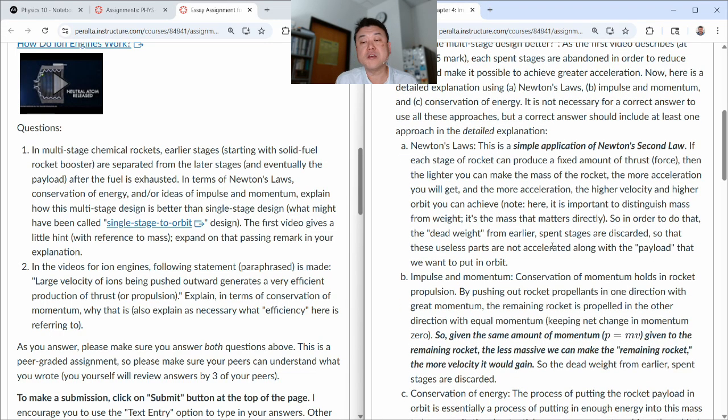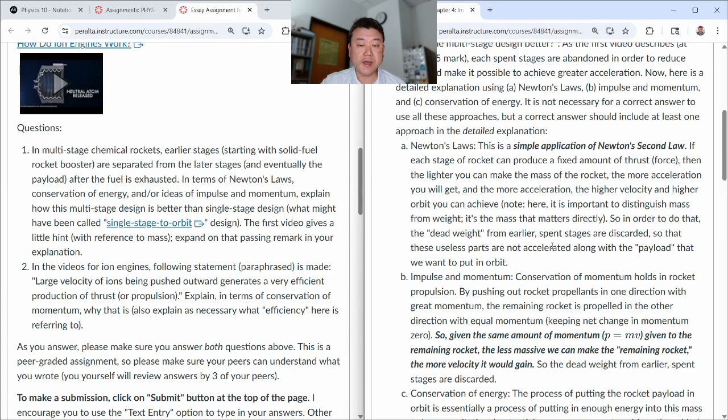A, Newton's laws. This is a simple application of Newton's second law. If each stage of the rocket can produce a fixed amount of thrust, force, then the lighter you can make the mass of the rocket, the more acceleration you will get. And the more acceleration, the higher velocity and higher orbit you can achieve. Note here, it is important to distinguish mass from weight. It's the mass that matters directly.